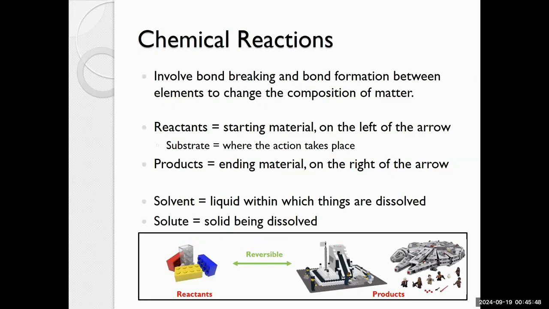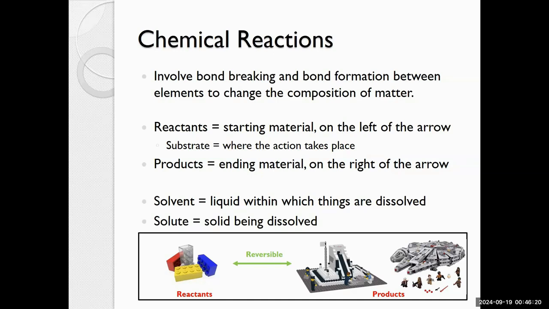All chemical reactions involve bond breaking and bond formation to change the composition of matter, to change how it's organized and structured, as well as its properties. When reading a chemical equation or a chemical reaction, we're looking for specific terms. The reactants are the starting material that's participating, reacting in this experiment. The products are what we're producing at the end result. The substrate refers to where this is taking place.